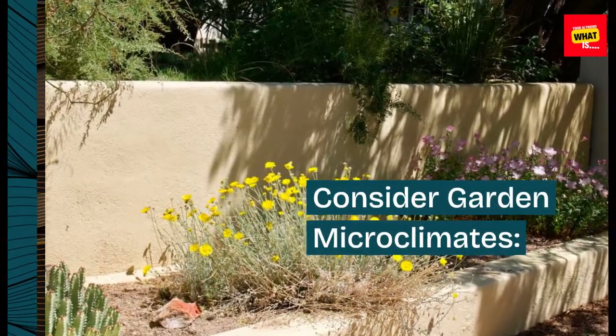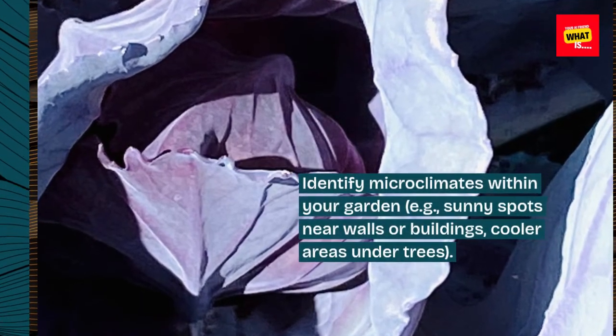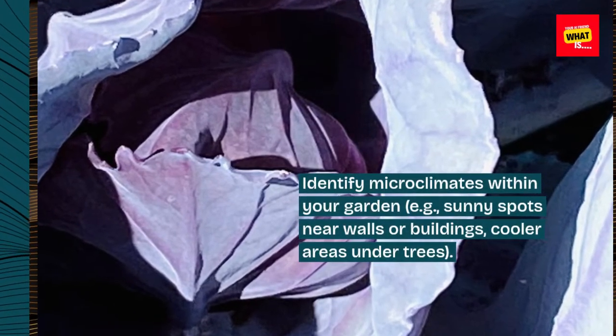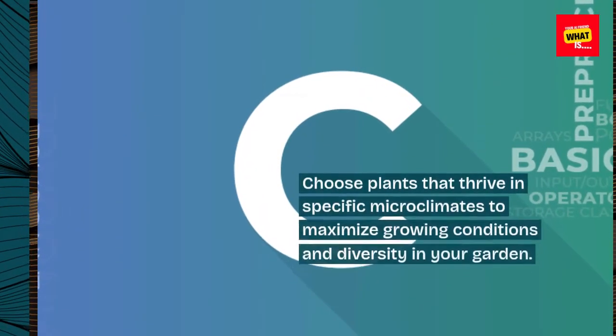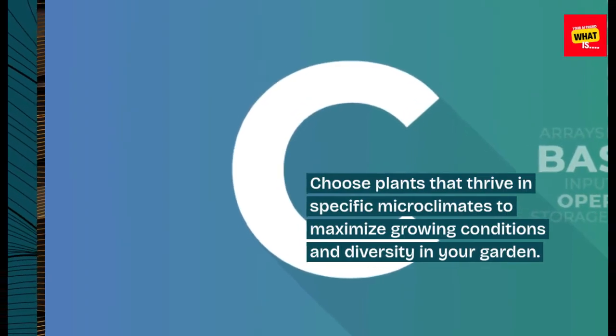Consider garden microclimates. Identify microclimates within your garden, e.g., sunny spots near walls or buildings, cooler areas under trees. Choose plants that thrive in specific microclimates to maximize growing conditions and diversity in your garden.